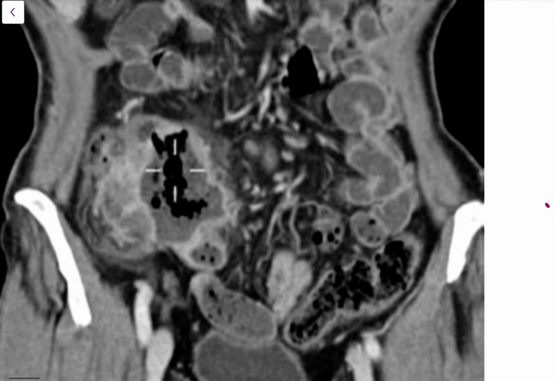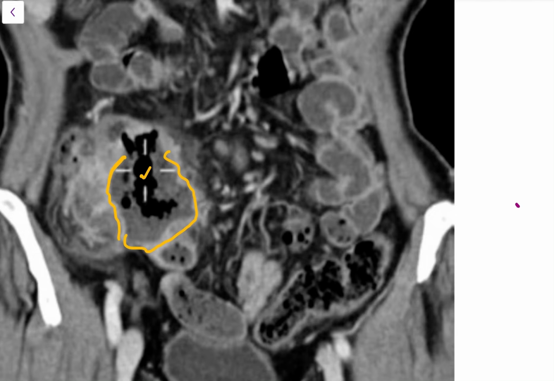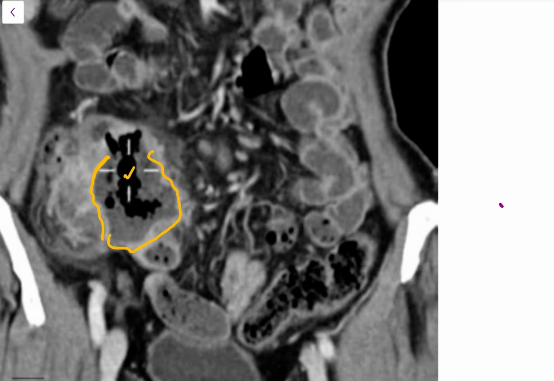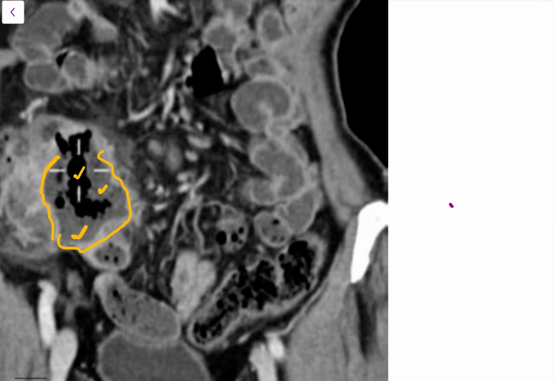what you can see here is there is an air density. This black is the air density, and surrounding there is an abscess here. So this points towards a perforated appendix. So how do we diagnose a perforated appendix? There will be inflammation of the appendix, as well as a surrounding abscess and air outside the lumen. You can see that there is air outside the lumen, there is an abscess here, and there is inflammation of the appendix.